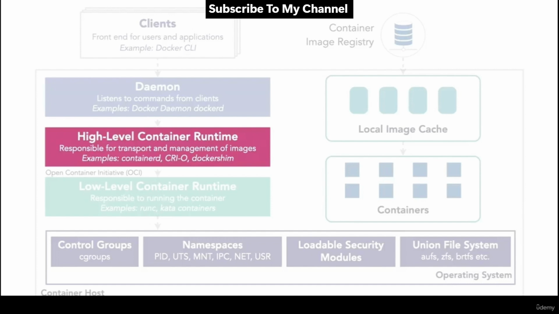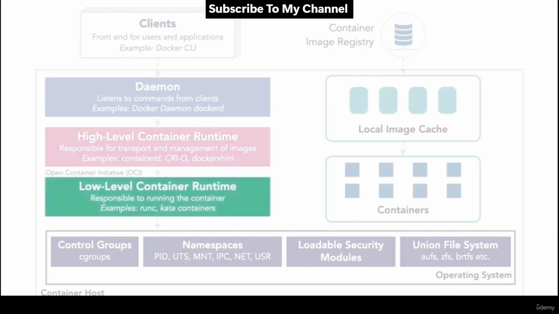There are other implementations as well, such as CRI-O. High-level container runtime relies on a low-level container runtime to actually run the containers. Low-level container runtime uses operating system features such as namespaces and C groups to create and isolate containers. Runc is the most popular implementation of a low-level container runtime. Keep in mind that there are some implementations of container runtimes that perform both the high-level and the low-level functionalities. For example, RKT, also known as Rocket.